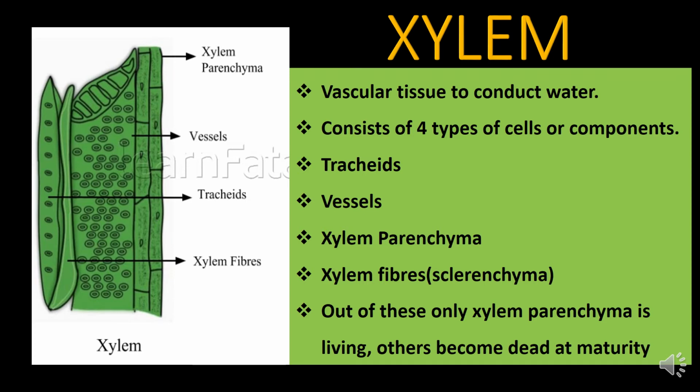Xylem consists of four types of cells, as it is a complex tissue made up of different types of cells. These different types of cells are called components of xylem, and there are four types of components: tracheids, vessels, xylem parenchyma, and xylem fibers. Here you can see in the diagram tube-like structures. Tracheids and vessels are the basic conducting channels of plants, and xylem parenchyma and xylem fibers, which are a kind of xylem sclerenchyma, are also present, which coordinate to perform the function of conduction of water.